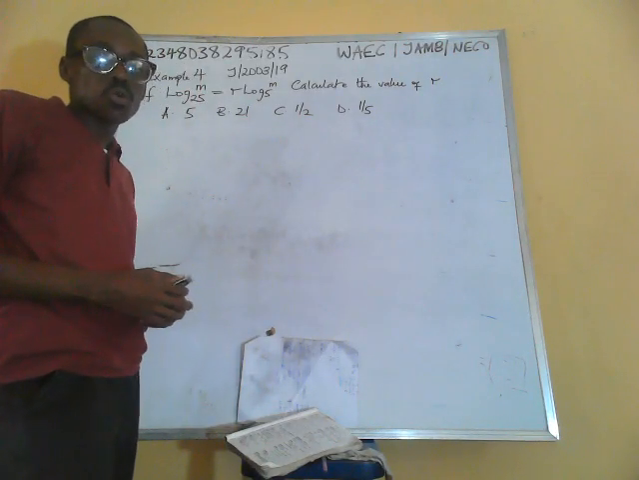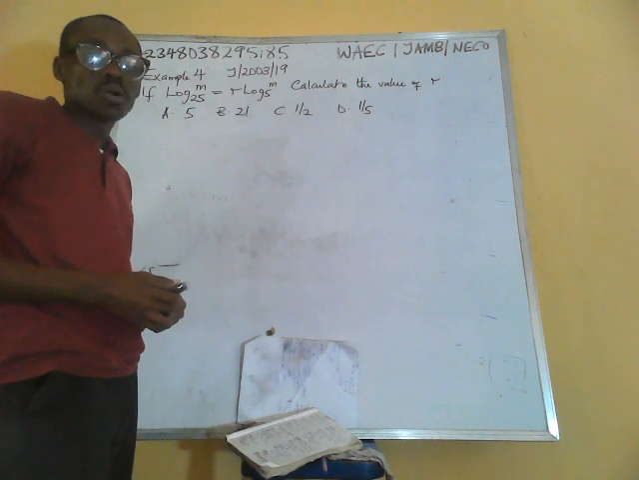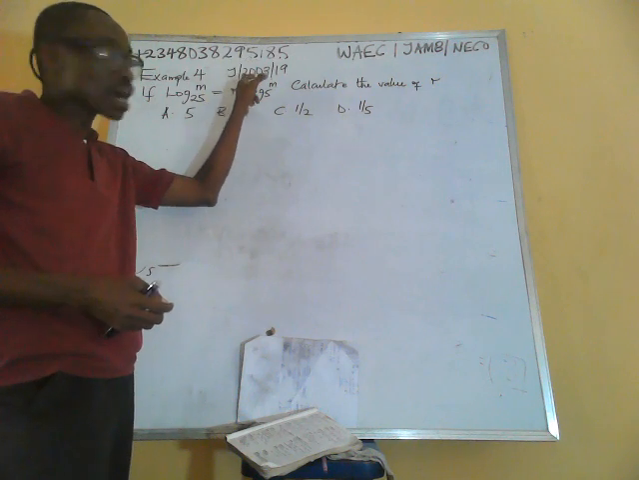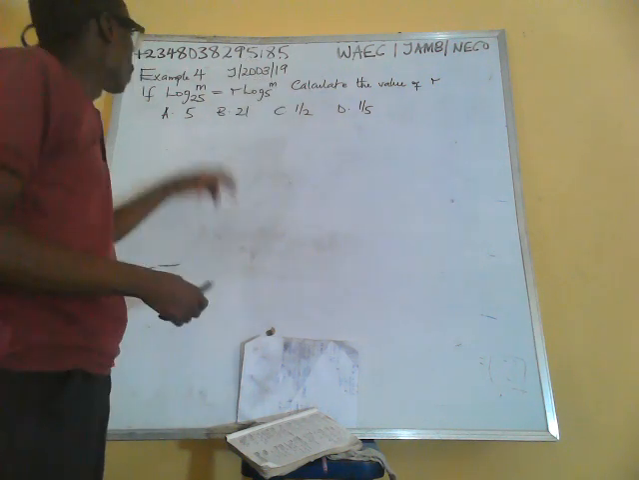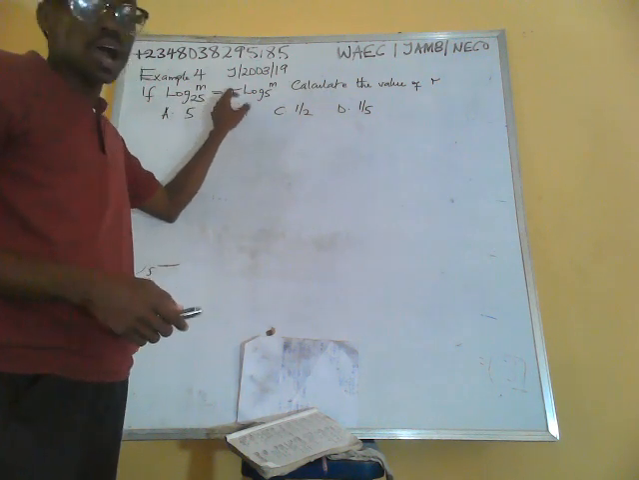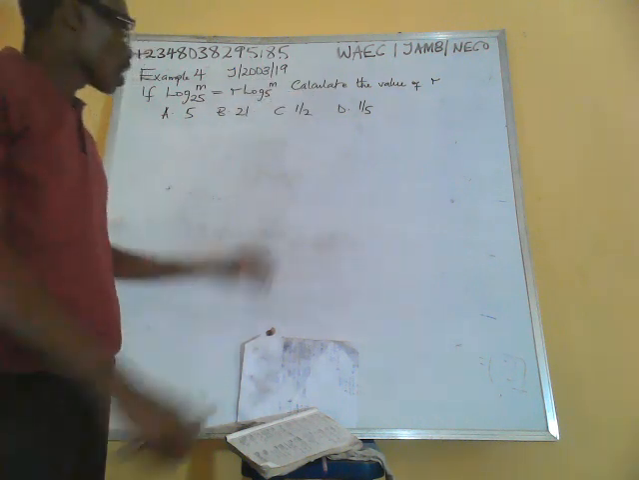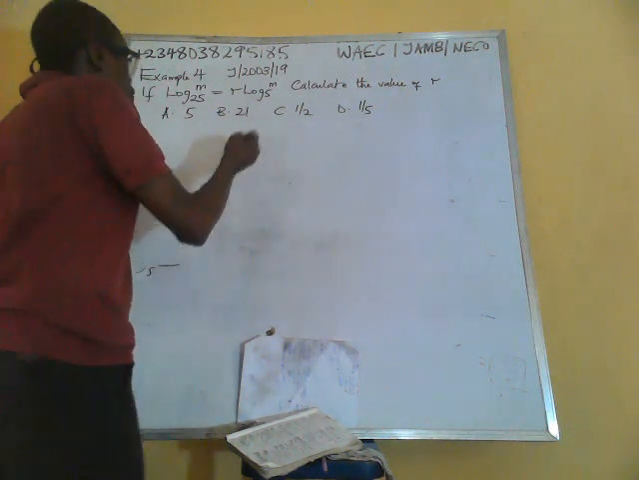So we are going to solve one more example, example 4, before we call it a day. In this question, this is a past JAMB question, 2003, question number 19. We have, if log m to base 25 is equal to r log m to base 5, calculate the value of r. These are the options for r. So let's solve.